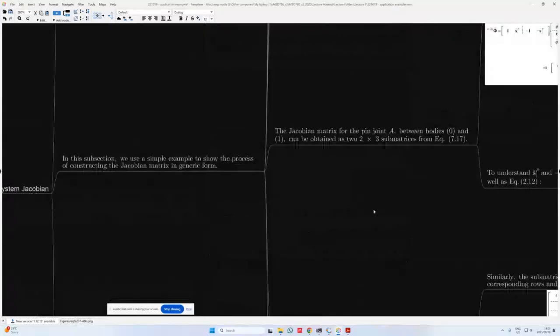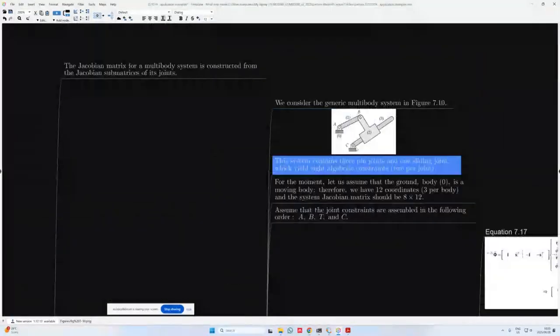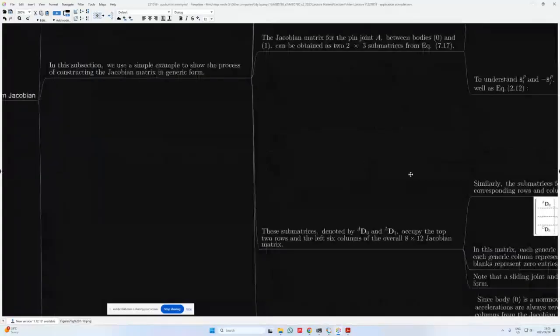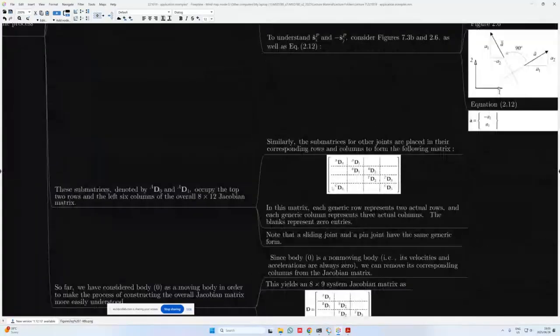And then finally, revolute joint C is constructed between ground and body 3, so that means my final constraint, which is the last row that I have over here, acts between body 0 and body 3, and that is where I'm going to place their Jacobians. Now in this matrix, each generic row represents 2 actual rows, and each generic column represents 3 actual columns. The blanks simply represent 0 entries.